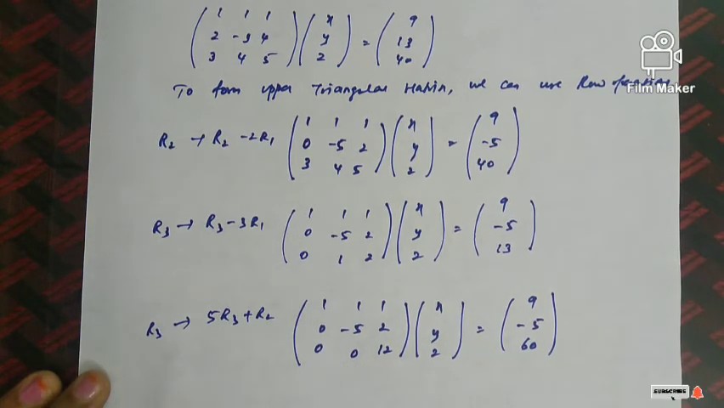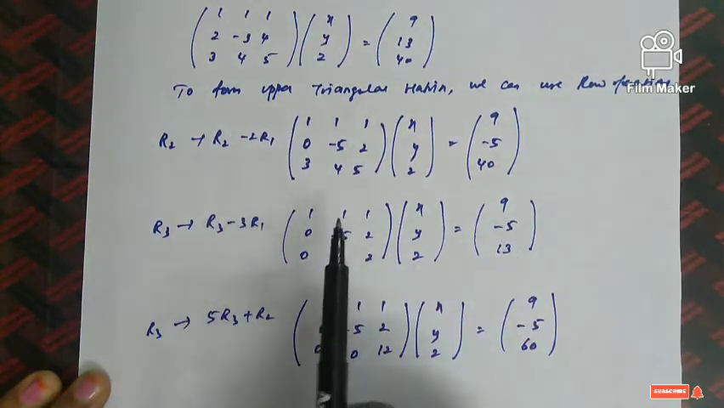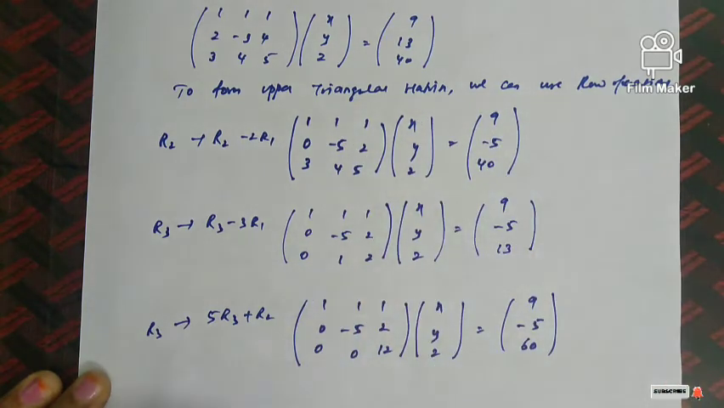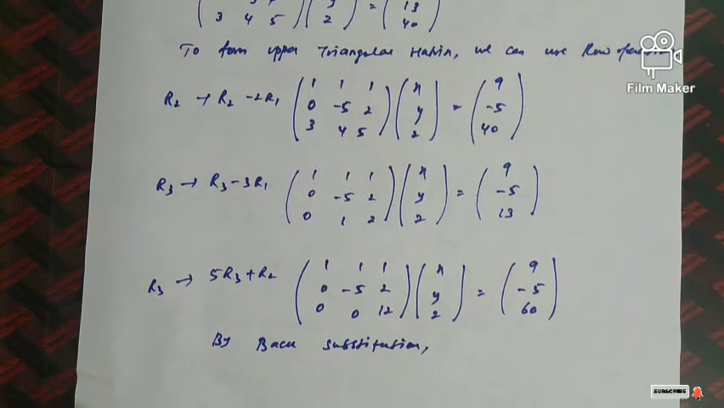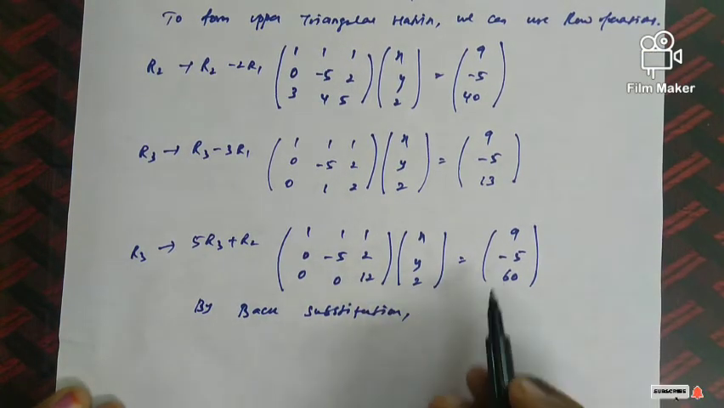So under the Gauss elimination method, our first step is to form Ax equal to B. Using row operations we try to make an upper triangular matrix. After that we are going to do the back substitution. So by back substitution, what is the method of back substitution? Look at this triangular matrix. You can multiply like this: 12z equal to 60.